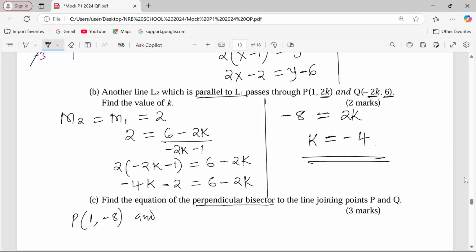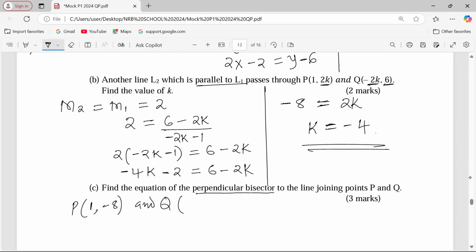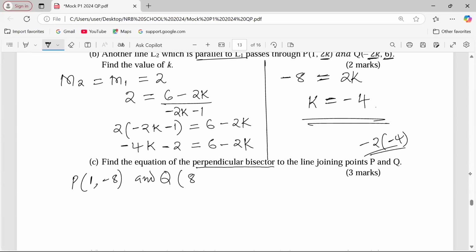Then Q becomes negative 2k. Negative 2k means negative 2 times k, which is negative 4. So this becomes positive 8, negative 2 into negative 4. That becomes 8, then 6. So we now have the coordinates of P and Q.